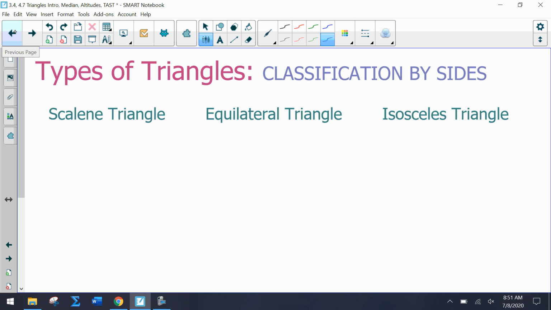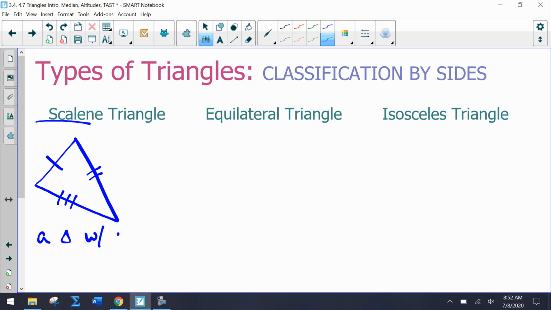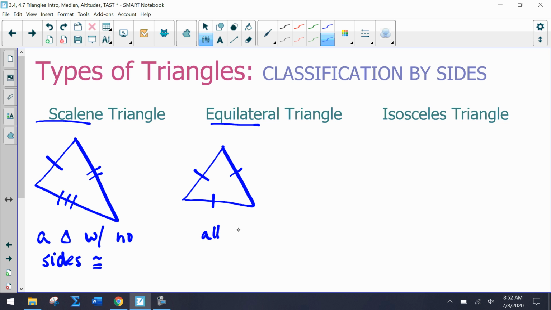Okay, so now we have classification by sides. So a scalene triangle is a triangle with no sides congruent. So all the side lengths are different lengths. Equilateral triangle, we know that all the sides are congruent.